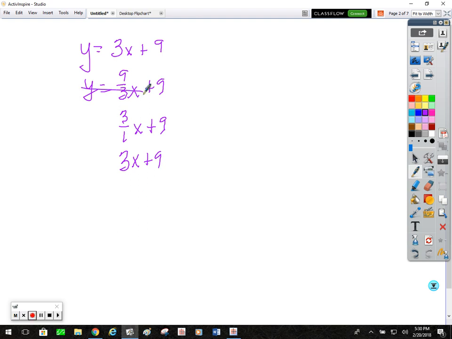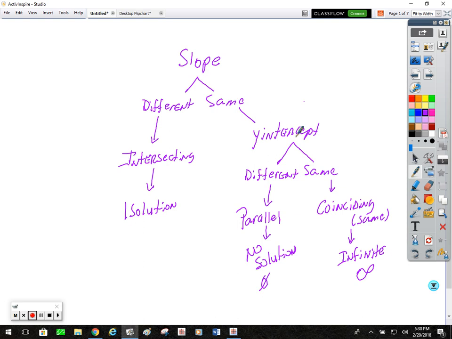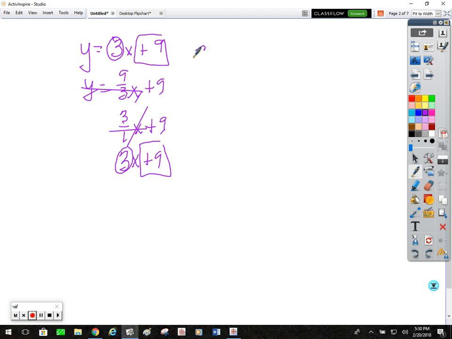Well, if you look now, I have the same slope and I have the same y-intercept, right? Okay, so if we go back to our chart, same slope, same y-intercept, coinciding lines, infinite solutions. So we have coinciding lines, and we have infinite solutions.